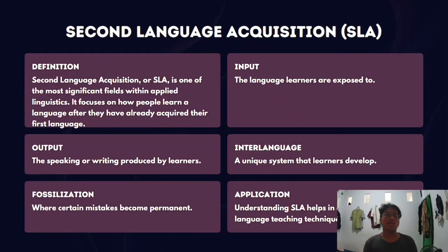Second language acquisition or SLA. Definition. Second language acquisition, or SLA, is one of the most significant fields within applied linguistics. It focuses on how people learn a language after they have already acquired their first language.